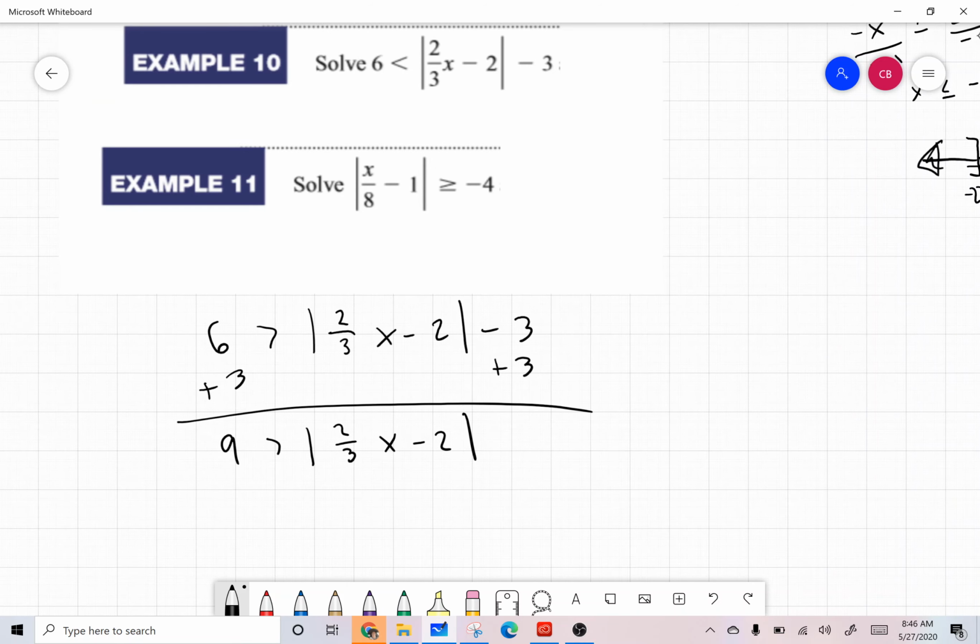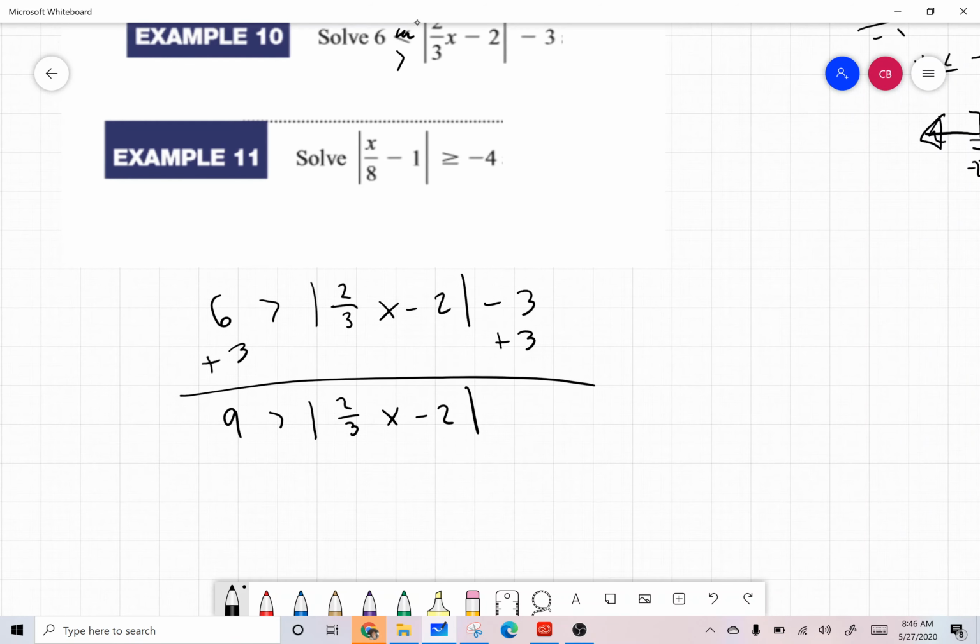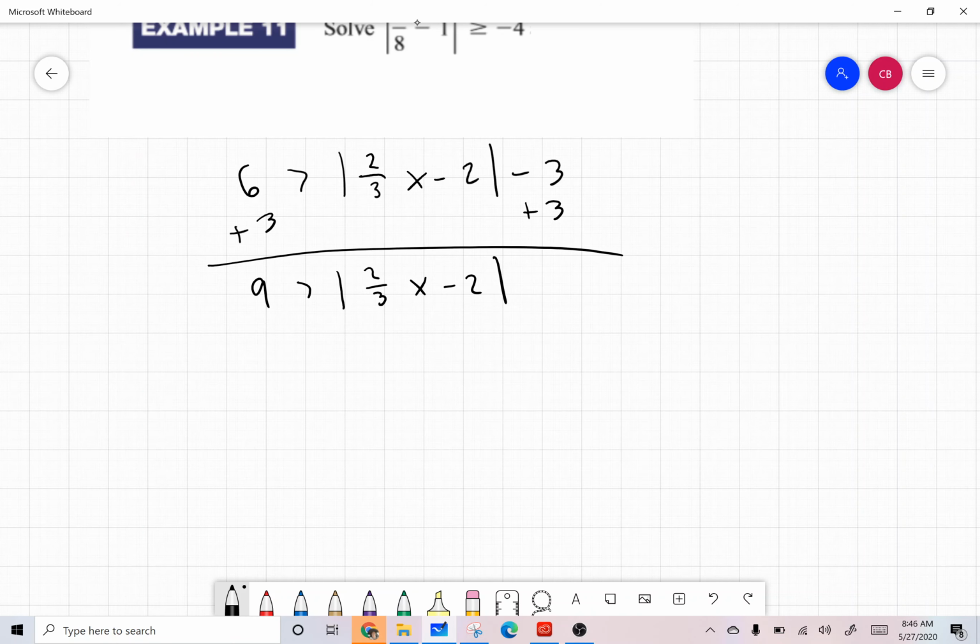Sorry, I've changed the problem. We're changing this to that greater than. So now I'm going to rewrite this. This is the absolute value of 2/3 x minus 2 less than 9. Okay, so we're good. Notice how I do this. This is pointing at that inequality, or I'm sorry, that absolute value inequality, so it still points at it if you flip the sides.